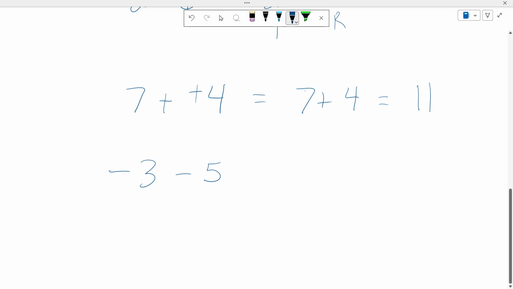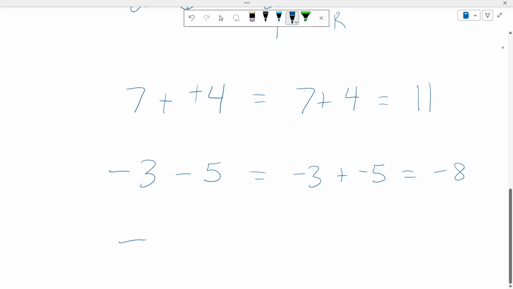-3 minus 5 is the same as -3 plus a -5. Using our tiles, this would be 3 reds and 5 reds. If you have 3 reds and 5 reds, how many reds do you have? 8 reds. If you have 8 reds, it's -8.